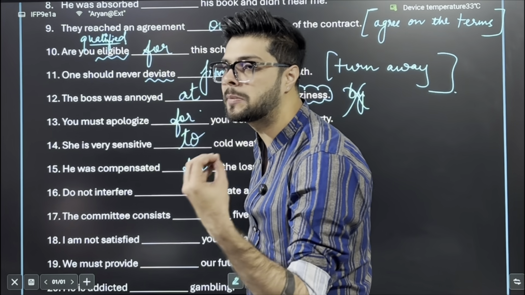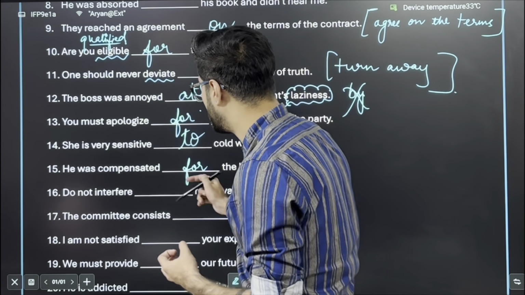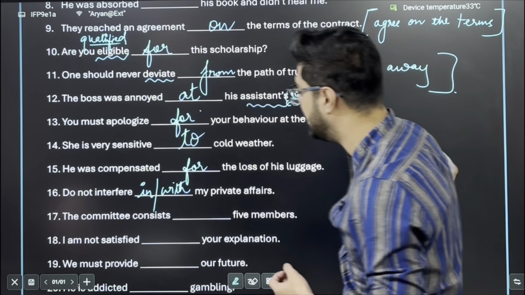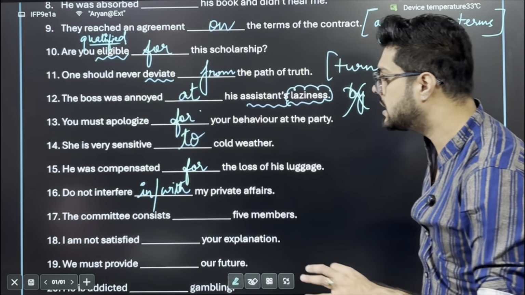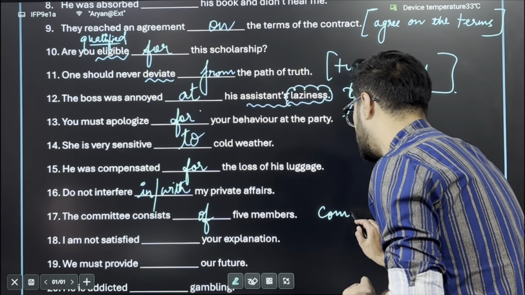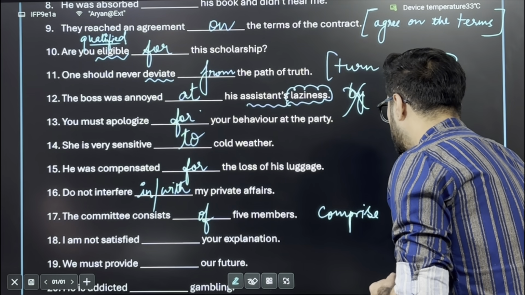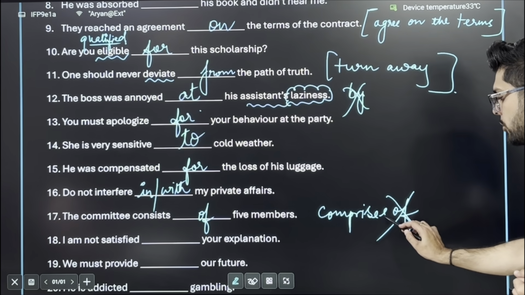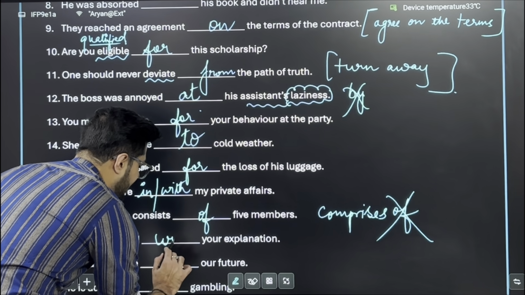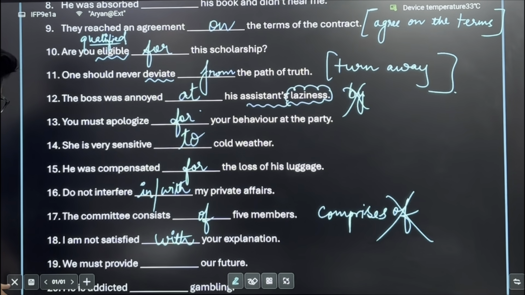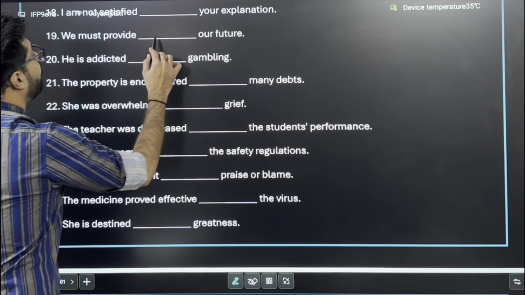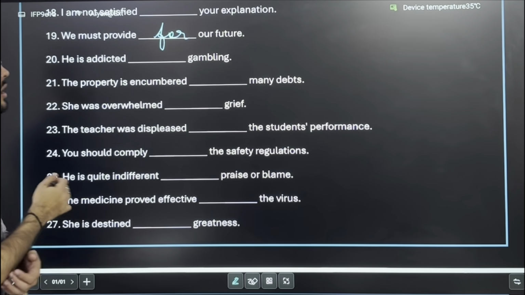Do not interfere means meddle. Do not poke your nose in. So do not interfere in my private affairs or with my private affairs. Do not interfere with or in, both are acceptable. Next, the committee consist means comprises. So with consist, of is used. Please remember that with comprise, of is never used. We never make use of with comprise. It is just comprises, that's all. Nothing goes with it. I am not satisfied with your explanation. We must provide for our future means we should keep something for our future as well.